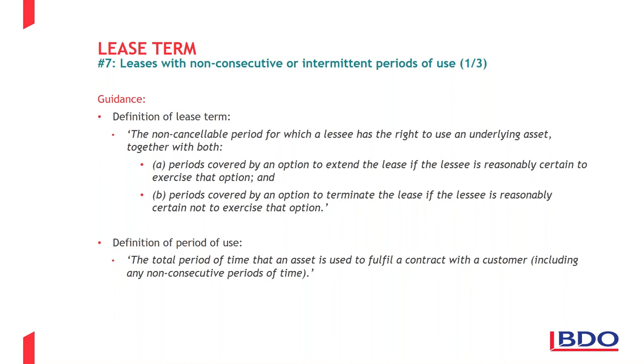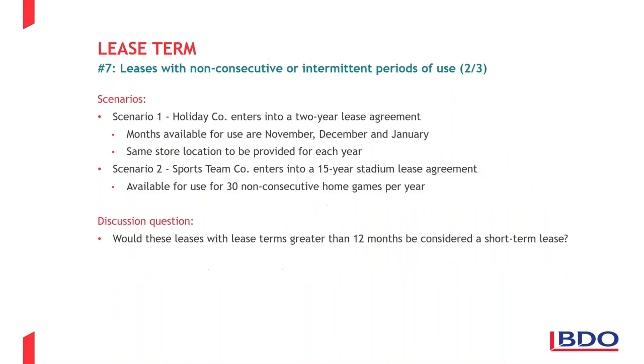Now, the definition of period of use is the total period of time that an asset is used to fulfill a contract with a customer, including any non-consecutive periods of time. So, let's make a practical example of this. In the first scenario, a holiday company enters into a two-year lease agreement. The months available for use are November, December, and January. The same store location is to be provided each year. So I'm only going to lease this space for 3 months of the year, but I sign a two-year agreement.